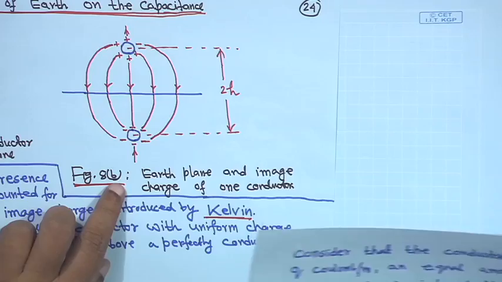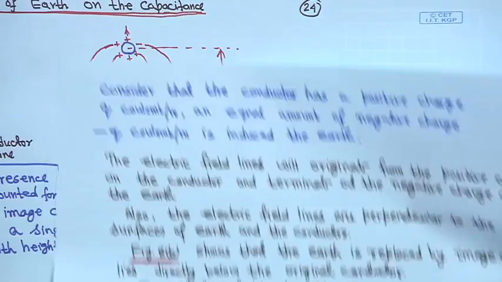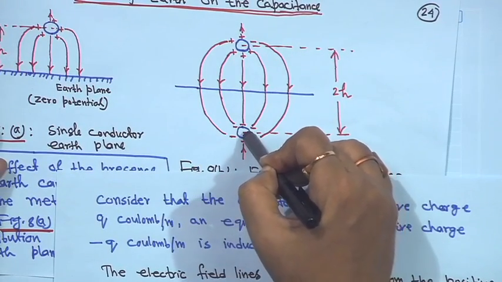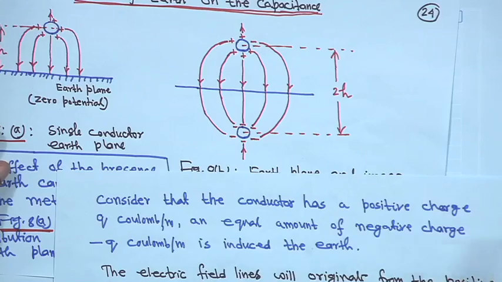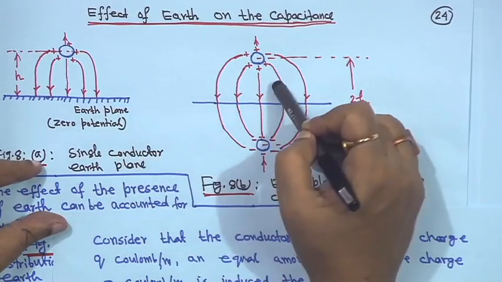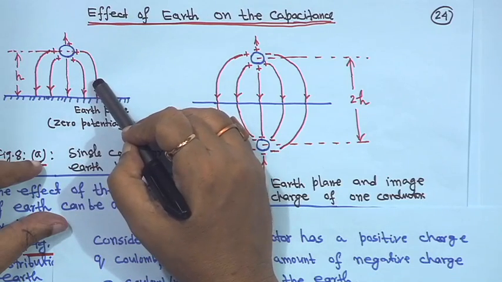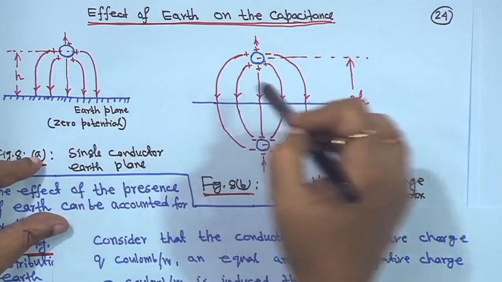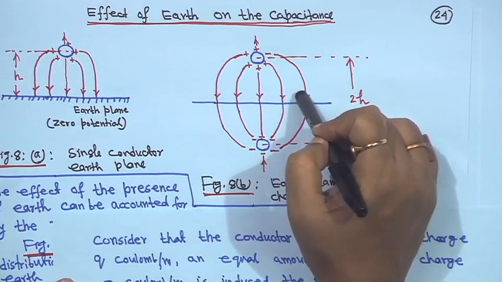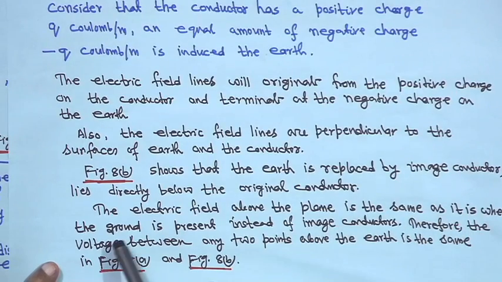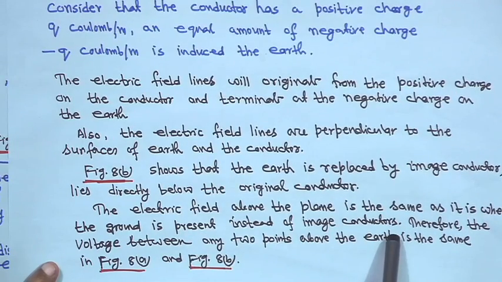Figure 8b, the earth plane and image charge of one conductor, shows that the earth is replaced by an image conductor that lies directly below the original conductor. So, the electric field above the plane is the same. Whatever the electric field is above here, here also it is the same. That means, if you take the potential between any 2 points above this, we assume that they are the same. That is why the electric field above the plane is the same as it is when the ground is present instead of image conductors.